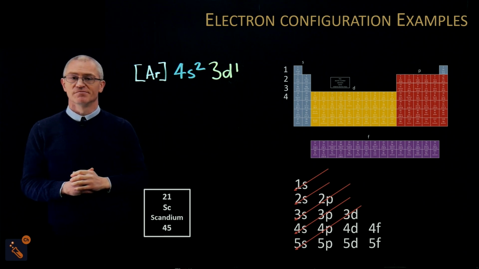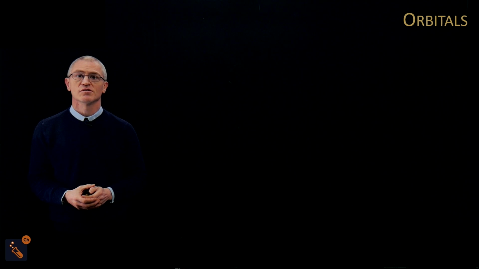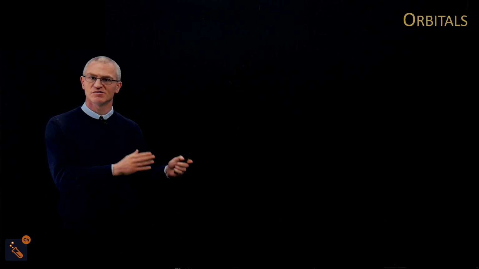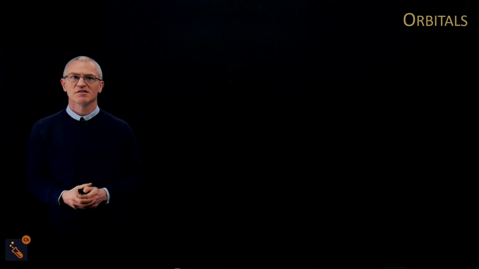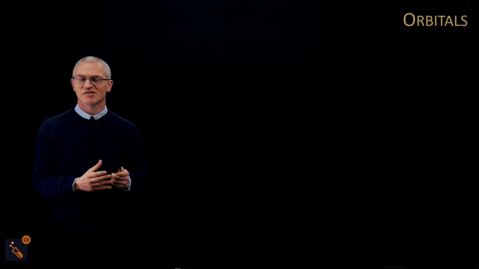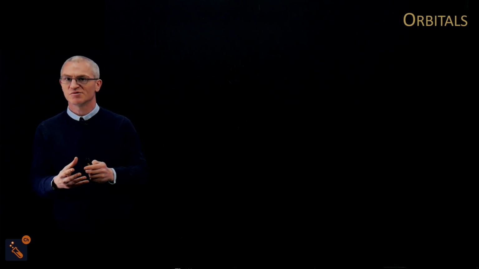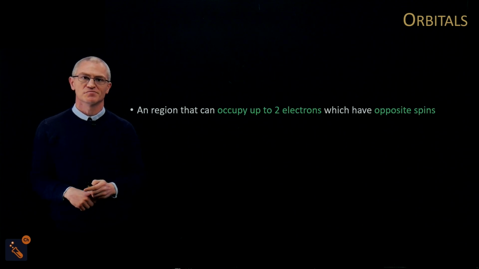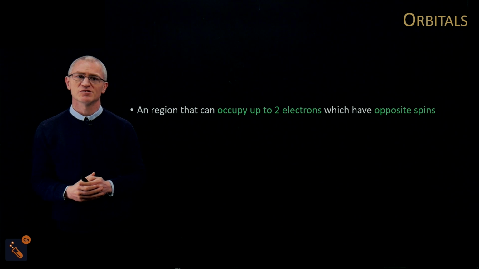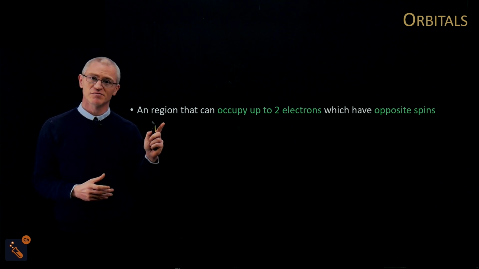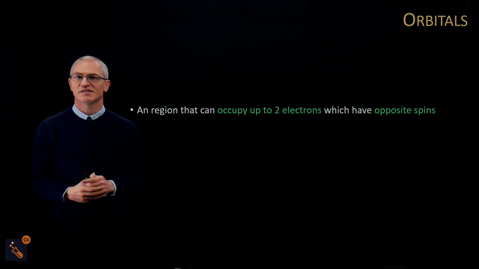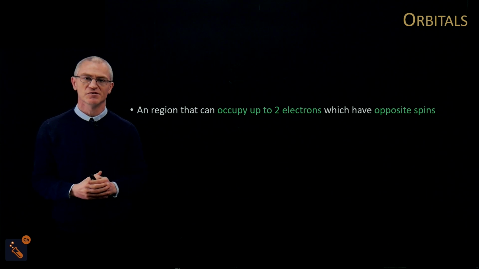We're now going to go to talk about orbitals. Shells are split into subshells. Subshells are then split into orbitals. So that means the electrons are somewhere in space and they're within this orbital that was within the subshell, which is part of the shell. So the definition of an orbital is a region that can occupy up to 2 electrons which have opposite spins. You need to remember that definition. We're going to leave it on the next 2 slides to try and get it in there for you.